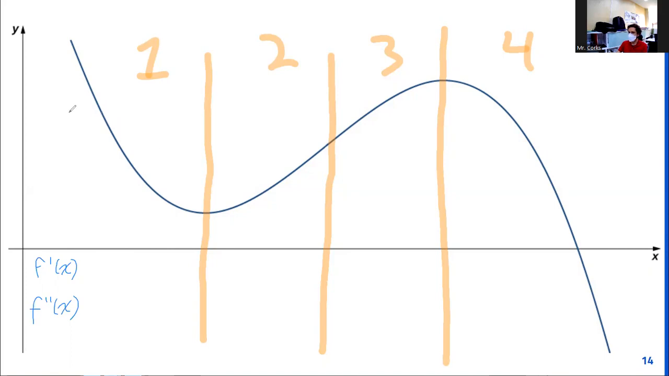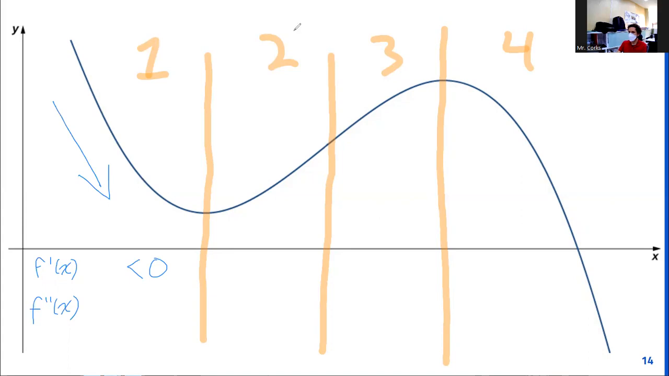Okay, so the slope is decreasing. For any point in region 1, the slope is decreasing. Decreasing slope. The first derivative is just the slope. So if the slopes are negative, then the first derivative is negative. Second derivative.